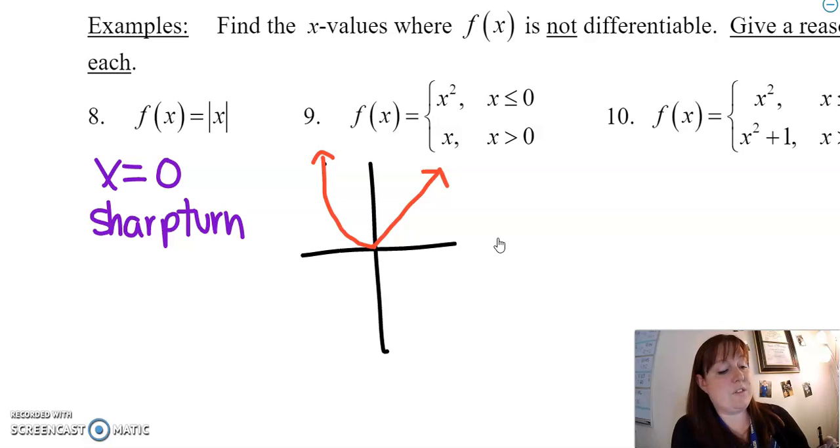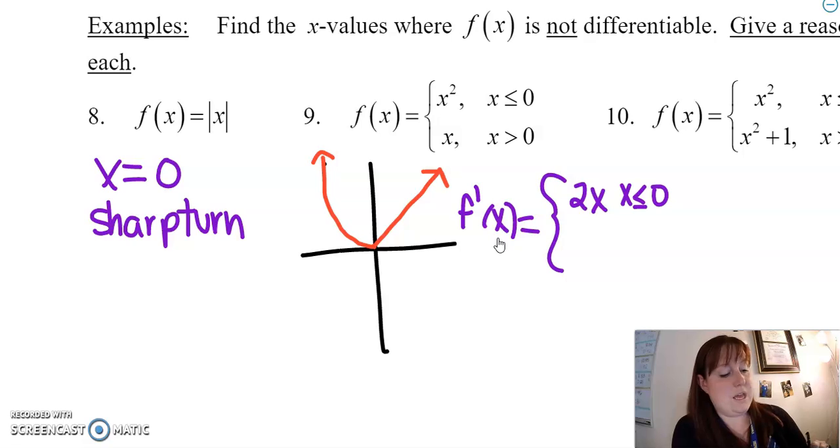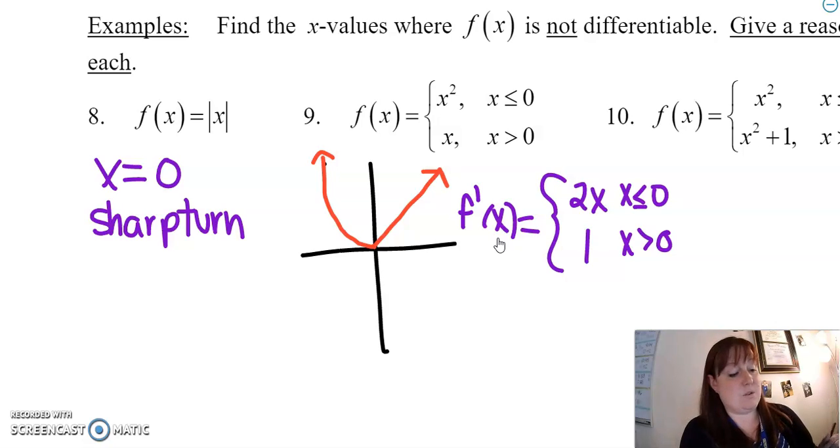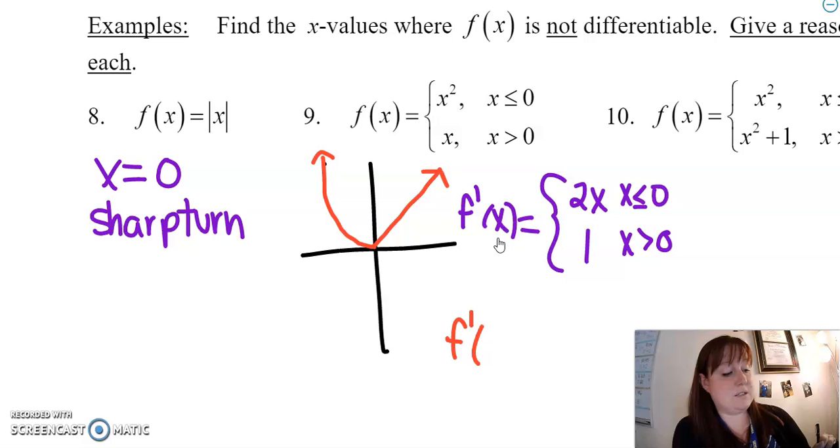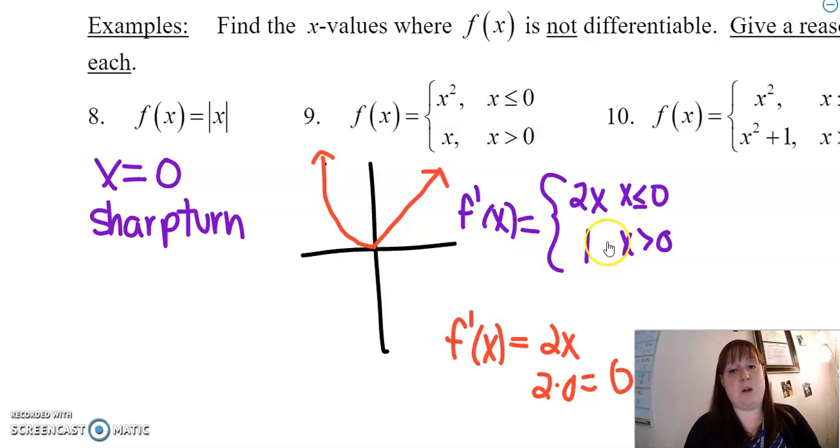Okay, so we look for the derivative at this point. So f prime of x equals 2x when x is less than or equal to 0, and just 1 when x is greater than 0, because I just differentiated each of those. So now I check to see if the derivative is equal at 0. So the derivative of 2x at 0 would be 2 times 0, which is 0. And the derivative of this second part of the function, well, when x equals 0, this equals 1, because it always equals 1. So the derivative here is 0, and the derivative here is 1.